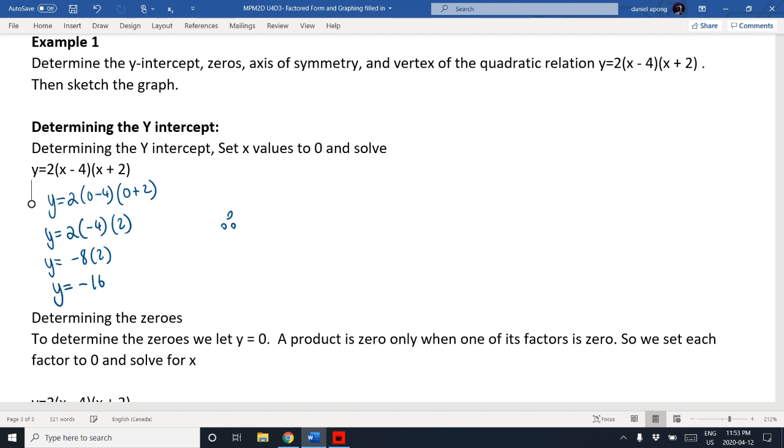Therefore, the y-intercept value occurs at 0, negative 16. So when x is equal to 0, y is equal to negative 16.